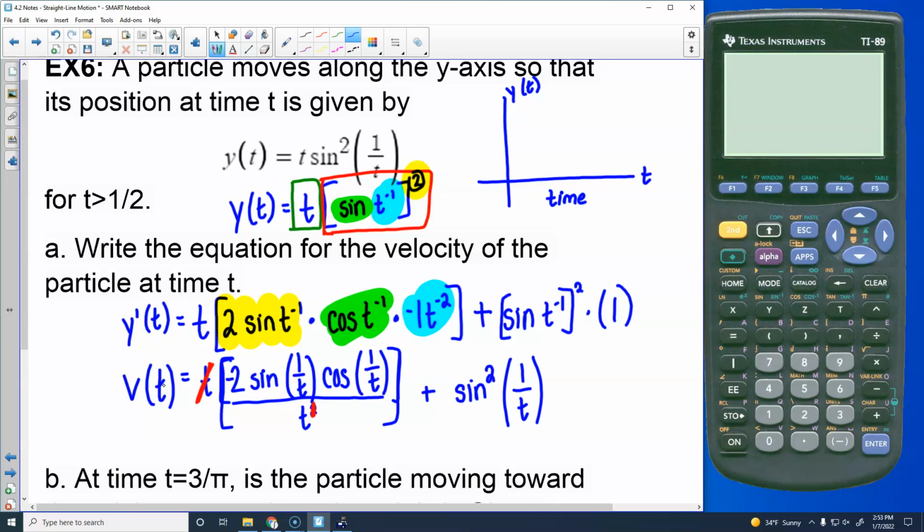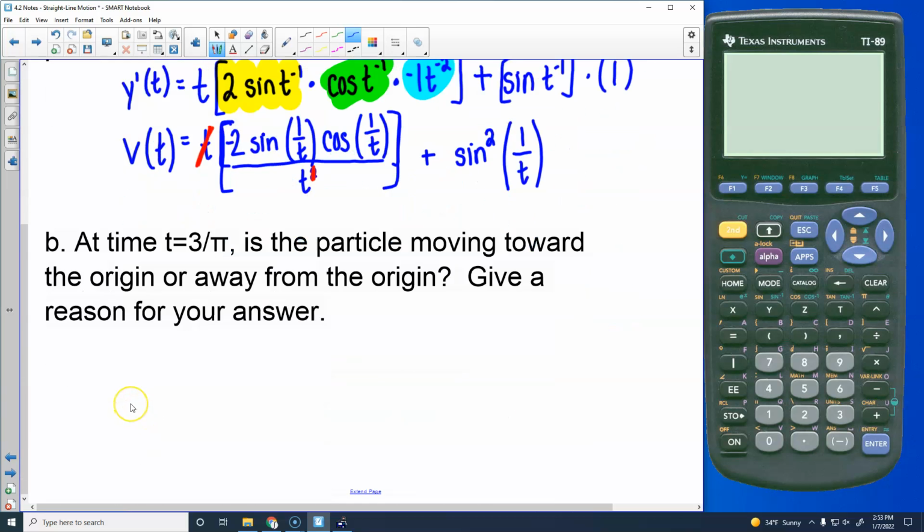So now is the second part you just plug 3 pi in? Okay. So now we need to plug in 3 over pi, kind of. We're not going to be totally done after that, but let's do it one step at a time. So I plug in 3 over pi.